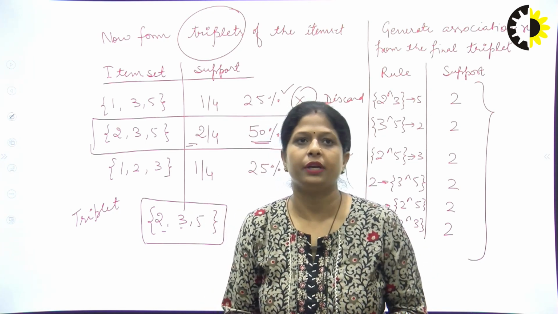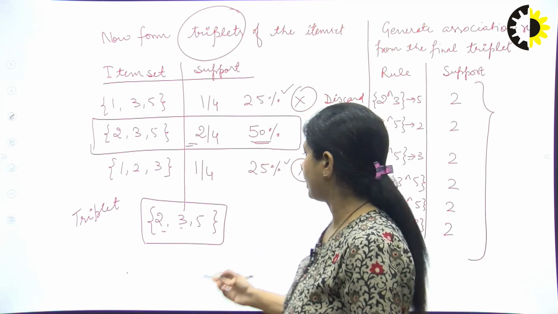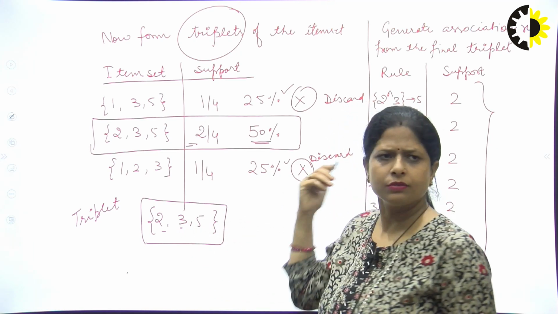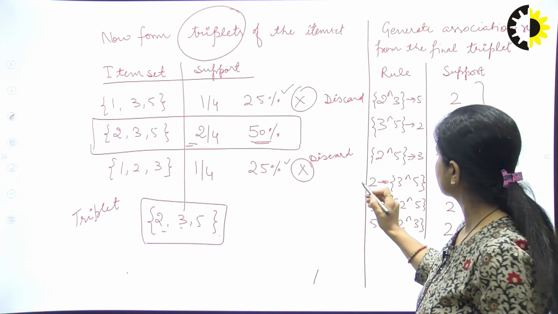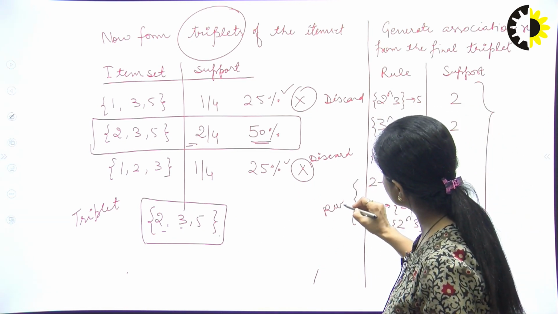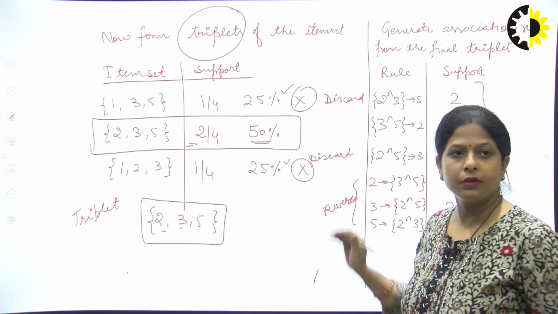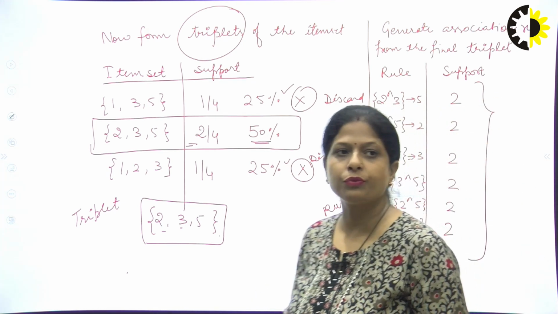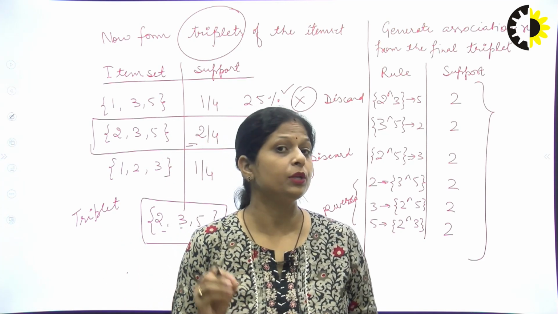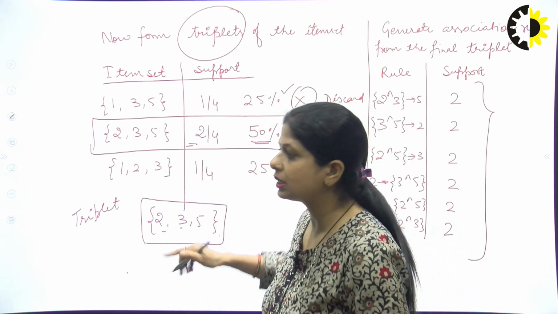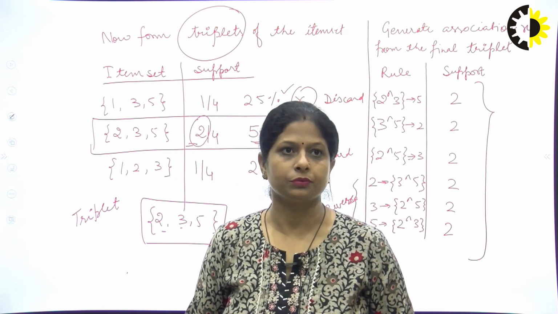Now we need to generate the association rules from this final triplet. We can write that 2,3 gives us 5, 3,5 gives us 2, 2,5 gives us 3, and the reverse. Then the support is 2. Why is it so? Because all of these rules originate from a single triplet, which has a support value of 2.